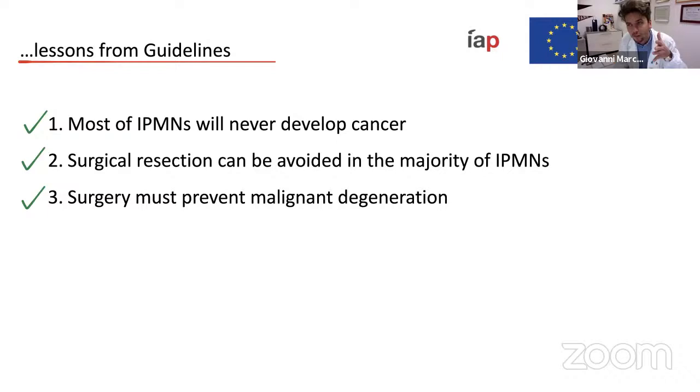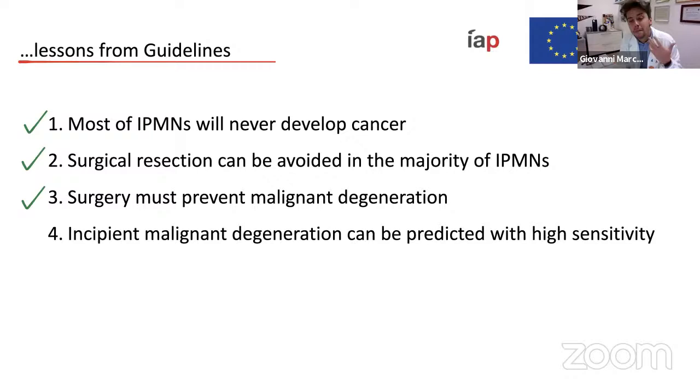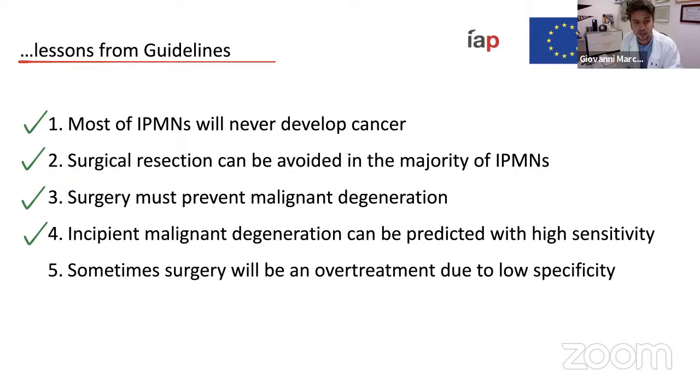The incipient malignant degeneration can be predicted with high sensitivity, as Ioannis showed you before me. But at the same time, we know, and we have a bunch of literature in this regard, that surgery sometimes will be an overtreatment because the specificity is very low.